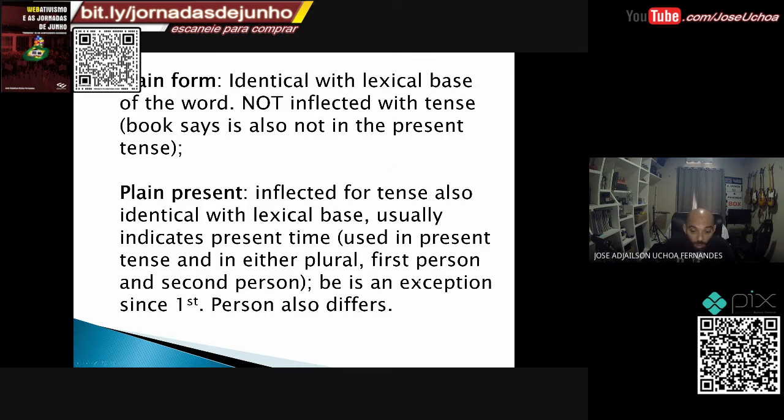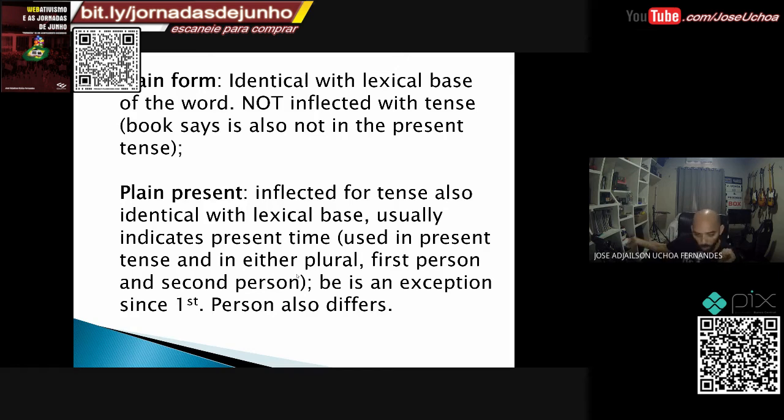Be is an exception because the first person is also different. É o único exemplo em que a primeira pessoa difere das demais. Eu tenho uma forma para a primeira pessoa, uma forma para a terceira pessoa singular e uma outra forma, que é o plain present, para as demais. Então, eu tenho I am. Aí eu já tenho essa forma diferente, a forma da first person singular. I am. Aí eu tenho outra forma, que é o third person singular, que todo verbo tem. He, she, it, is. Né?